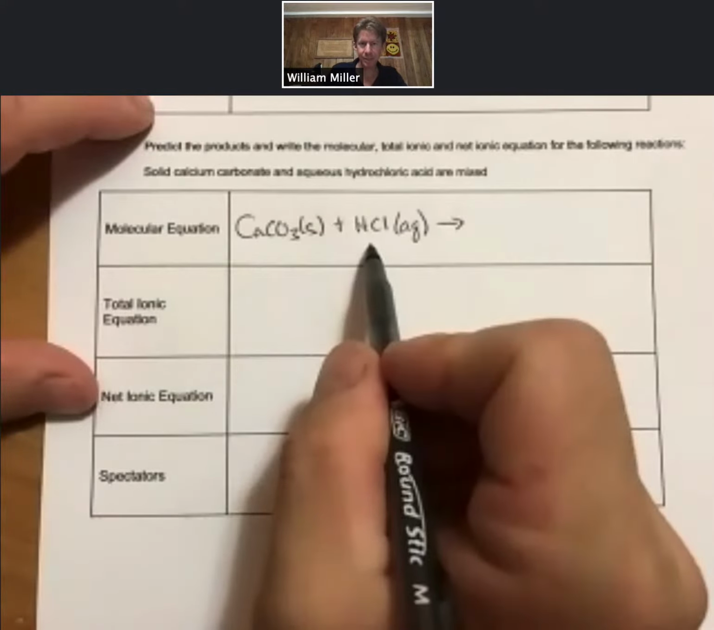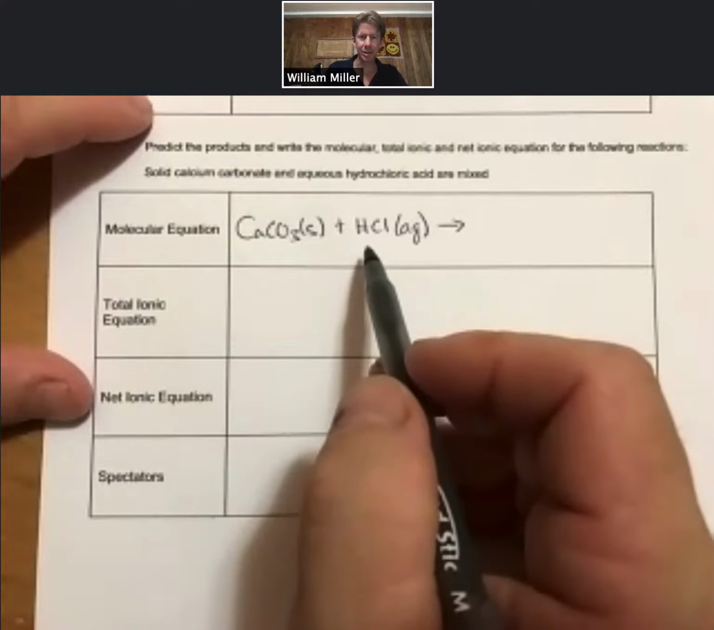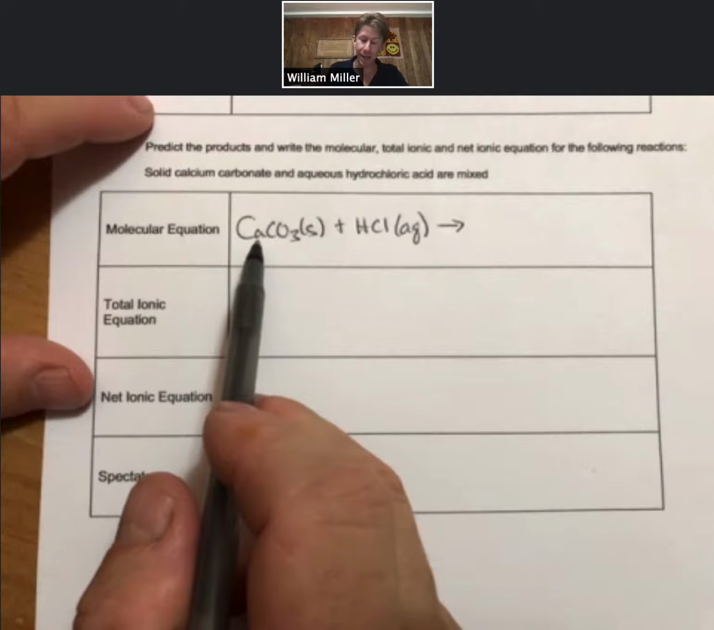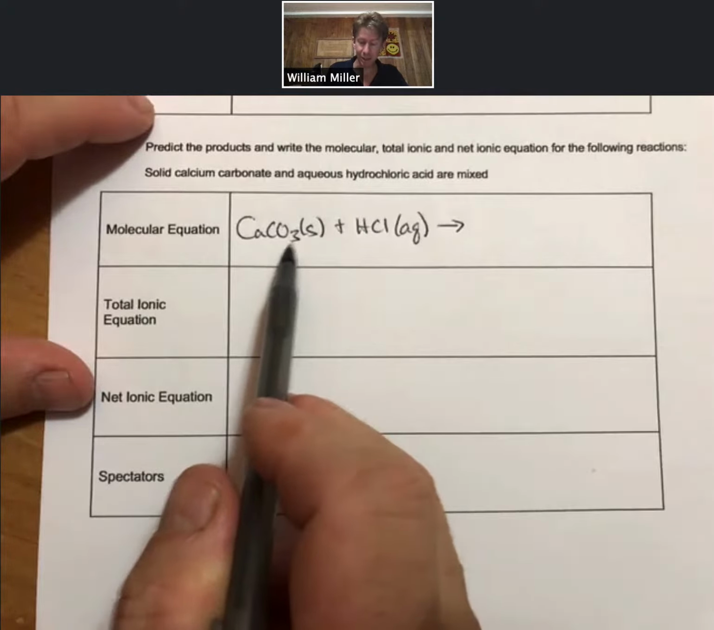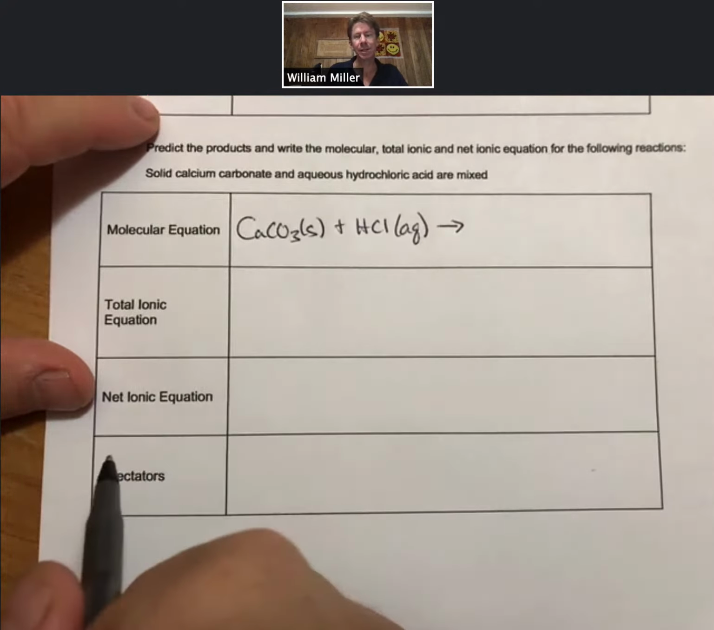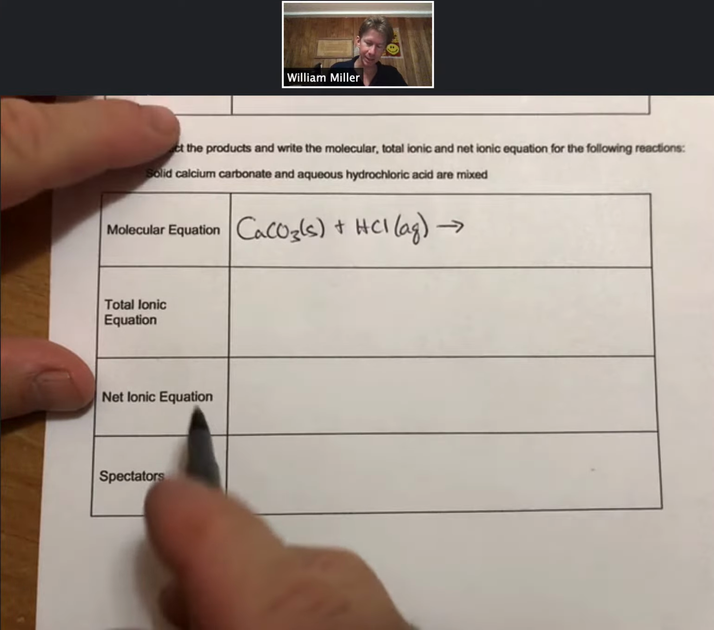Both of these can be broken up into ions. Hydrochloric acid is a strong electrolyte. Calcium carbonate is an ionic compound, but it is not a strong electrolyte. It is insoluble. And we can still do double replacement reactions and the full analysis with these.